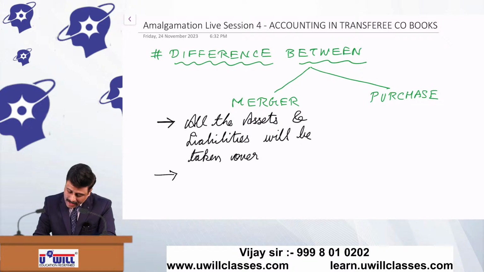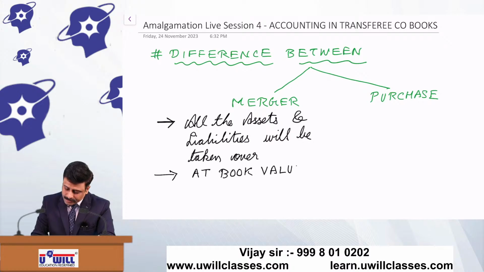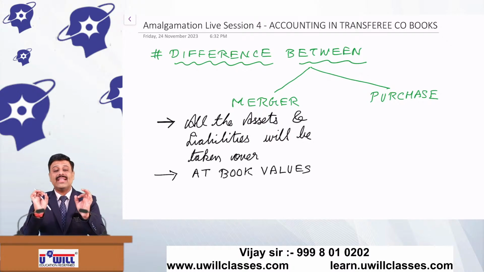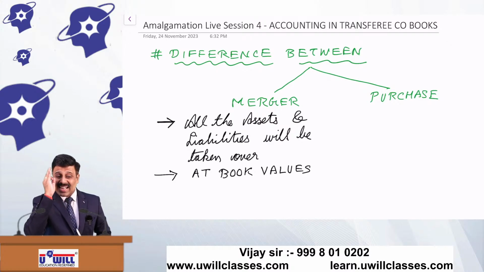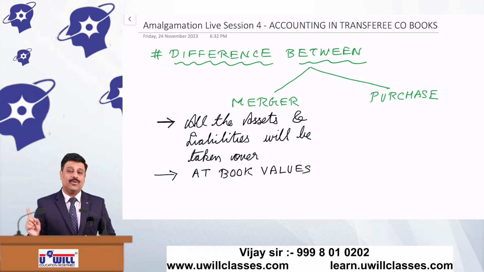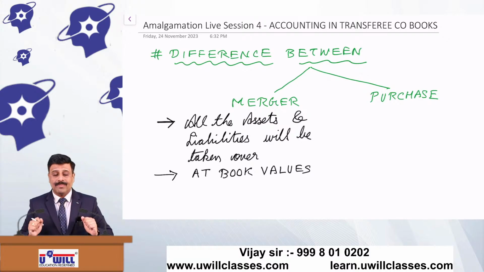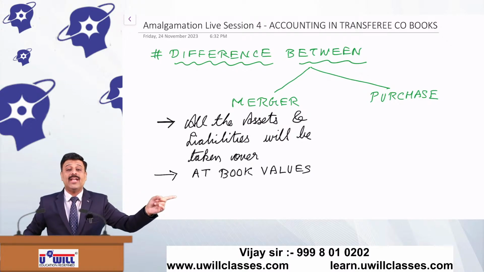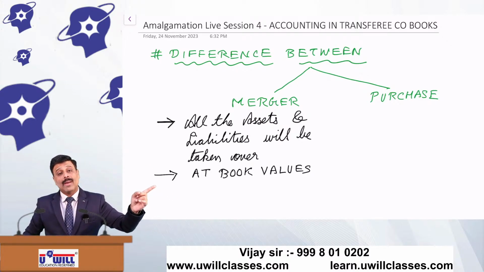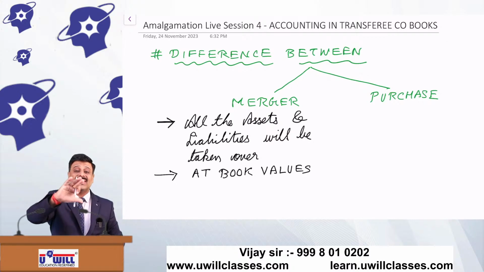Second, at book values, all these assets and liabilities of the transferor company will be taken by the transferee company at book values. Even if a single asset is taken at a different value, for example, A Limited and B Limited merged into AB Limited. A Limited has land and building of rupees 1 crore. It was purchased at 1 crore, so in the books it is at 1 crore.